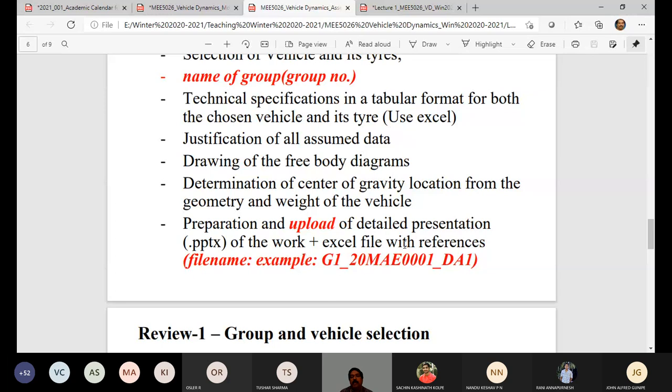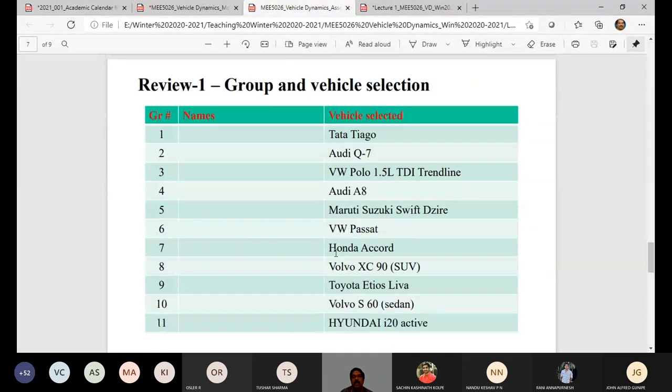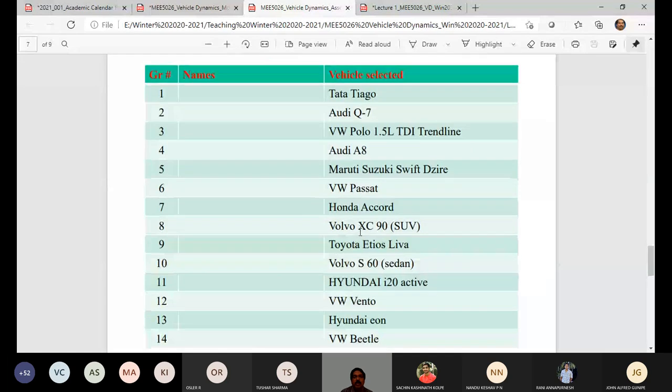And the file should be named in a specific way. For example, if the first student of a class belongs to group number 3, then G3 underscore number underscore DA1. This is the file name for an individual upload as well as a group upload. And then review one example. There are some vehicles here which you can choose, not necessarily the ones listed. You can go ahead with your choice.